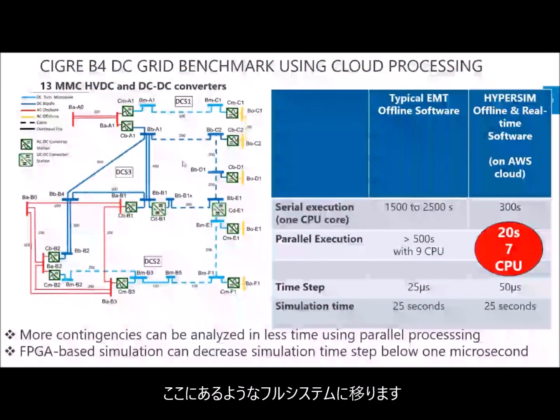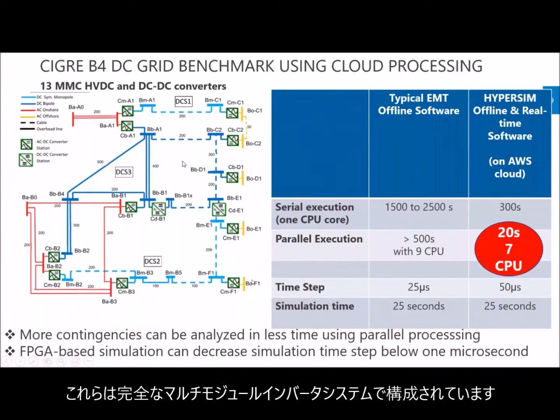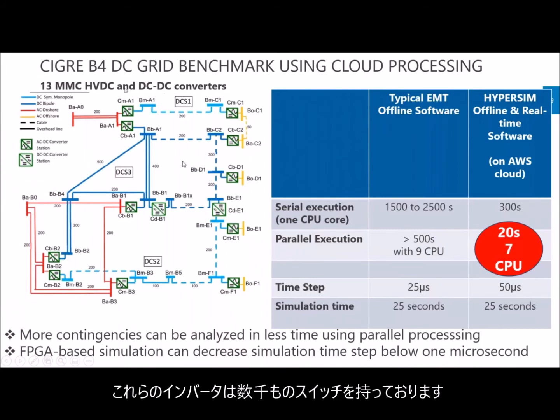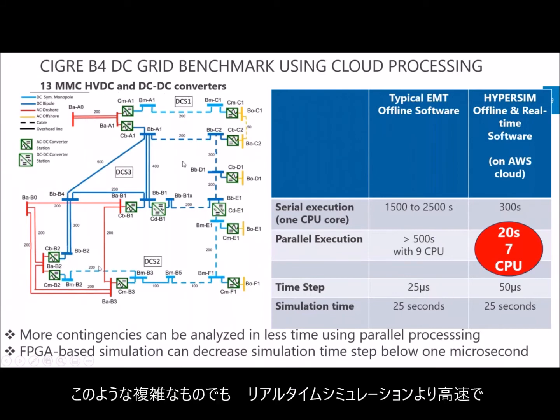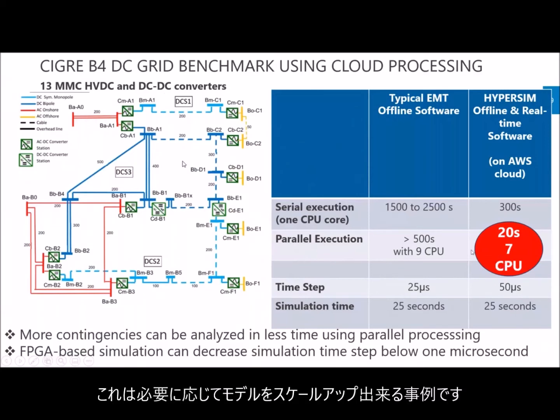Now, when we go to full system, like here, this is an HVDC grid. This was made by the CGRI before committee. Here, this is only made with full inverter. It's a multi-modular inverter system. Each of these inverters has thousands of switches. But even if it's complex, now we can achieve faster than real-time simulation at 25 to 50 microseconds with only 7 processors. So this is an example showing that we can scale up the models as we need.